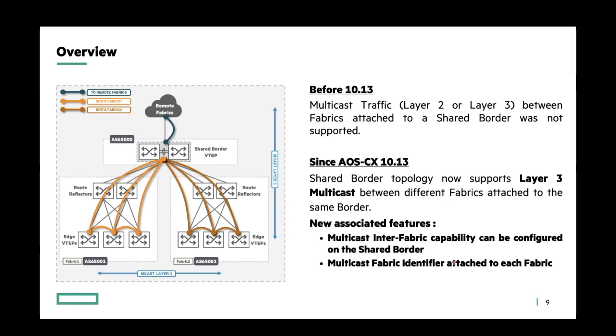To support that, two features have been added in AOS-CX. Depending on the role of the device, we have first to define the shared border as a multicast border. And also, each fabric will have a multicast fabric identifier. So the combination of both will allow to support the forwarding of the layer 3 multicast traffic between the fabrics.